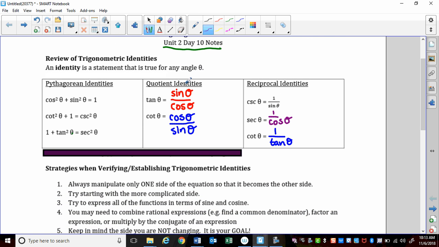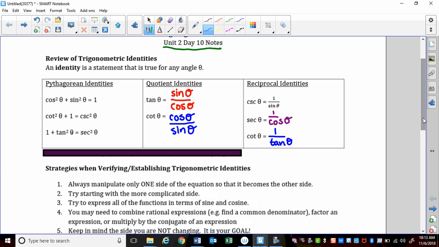We have our quotient identities. We know that tangent is sine over cosine. Cotangent is cosine over sine, the reciprocal. Cosecant is 1 over sine, secant is 1 over cosine, and cotangent is also 1 over tangent, right? So cotangent is cosine over sine or 1 over tangent.